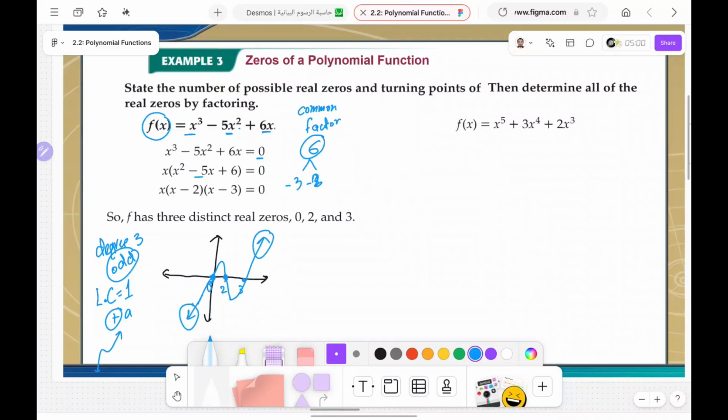This is the graph. Now, I don't care about how much it goes up or how much it goes down. We don't care about that. I just care about the sketching. Okay. Now, how about this question here?